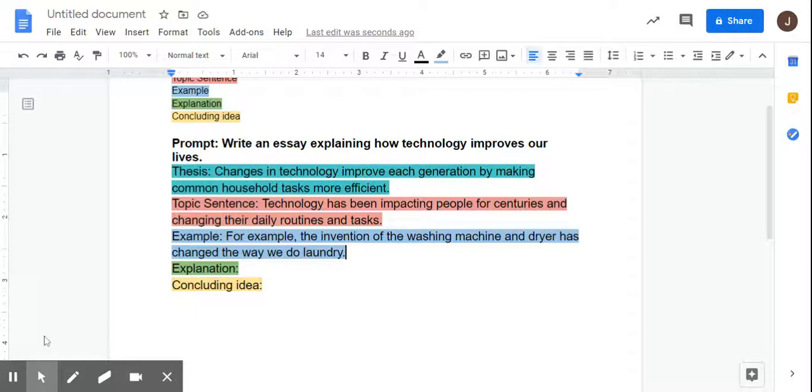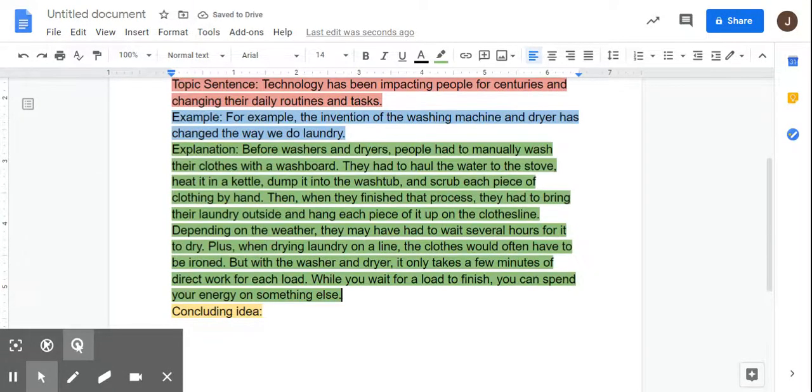So, I kept it general here. I gave a specific example, and now I am going to provide more explanation of my example here. And remember that my explanation should be the longest part of my paragraph. So, here's my explanation that talks through how the washing machine and dryer changes the way we do laundry.